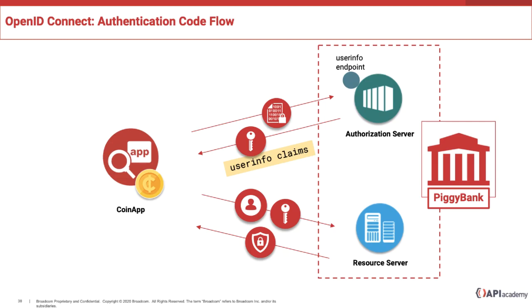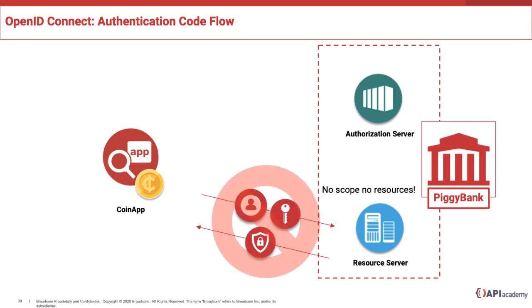Name, gender, and birth date happen to be the OpenID Connect scopes that are required from PiggyBank. If those scopes cannot be fulfilled by the requesting client application on behalf of the end user, the resource server may not return the requested resources or may only return partial resources depending on the implementation of the scope.